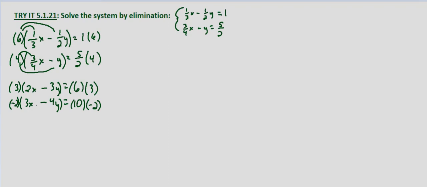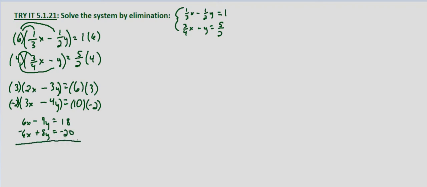When we do that, we end up with 3 times 2x is 6x, minus 3 times 3y is 9y, equals 6 times 3, which is 18. -2 times 3x is -6x. -2 times -4y is plus 8y, equals 10 times -2 is -20.